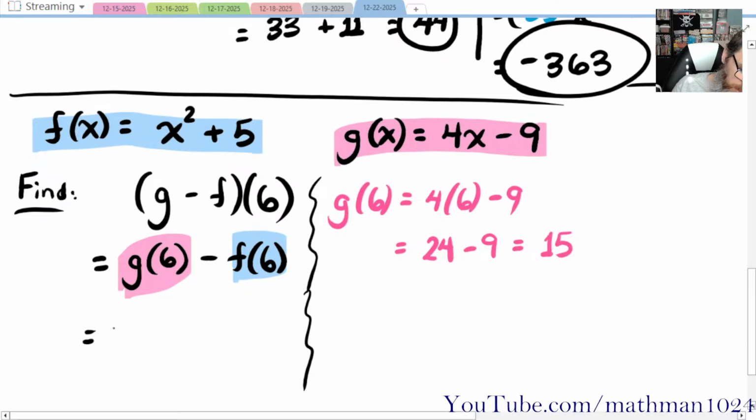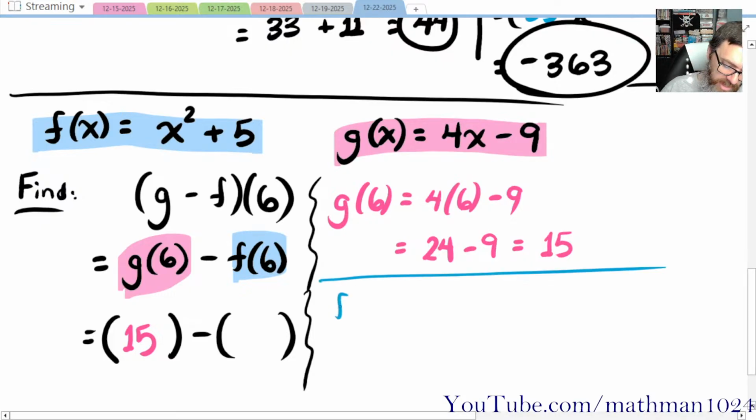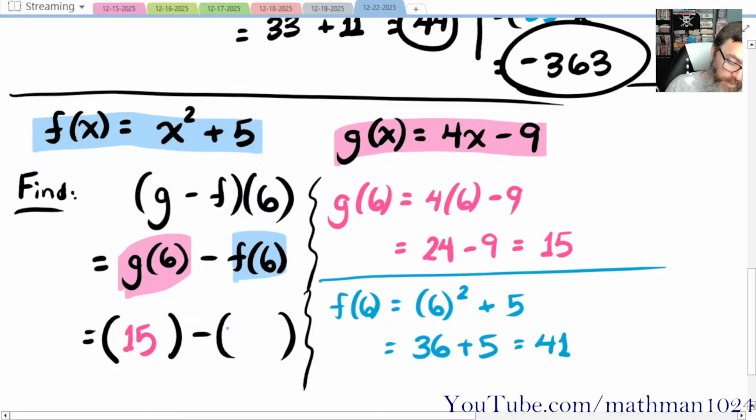That way, if you get something wrong, it's easier to go back and figure out where the mistake happened. So this is going to equal, let's go ahead and get this set up for success. We have 15 in here, and then we're going to figure out f of 6. So this means I'm going to do 6 squared plus 5. So we get 36 plus 5, which equals 41.